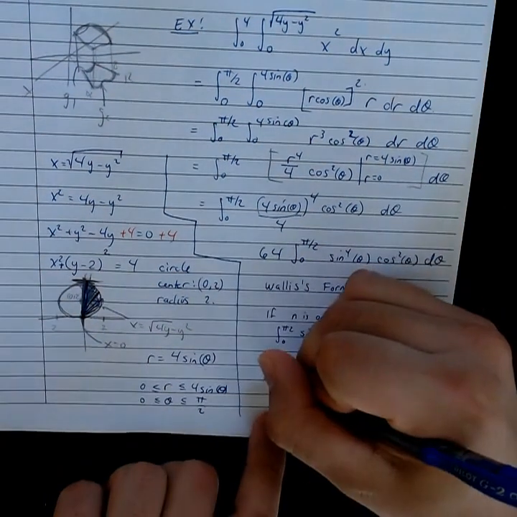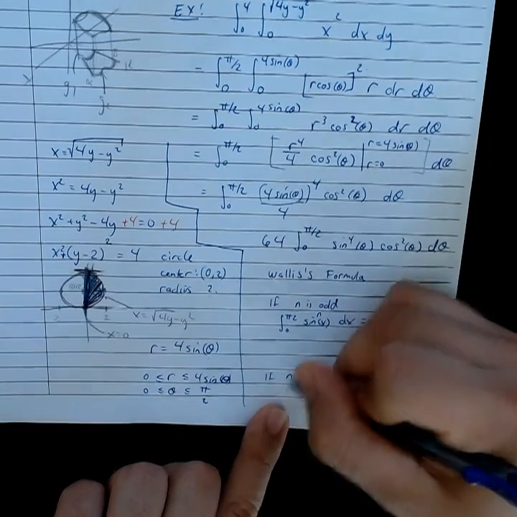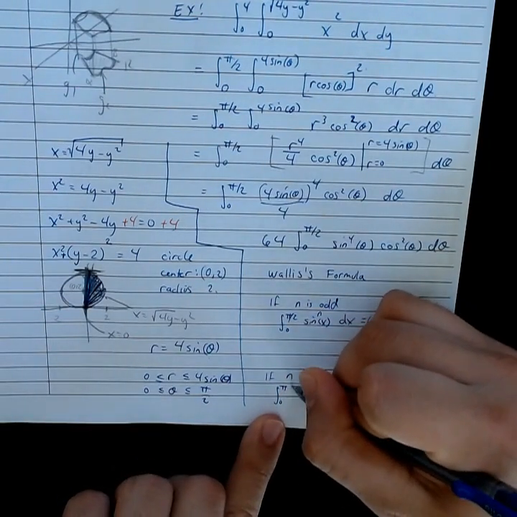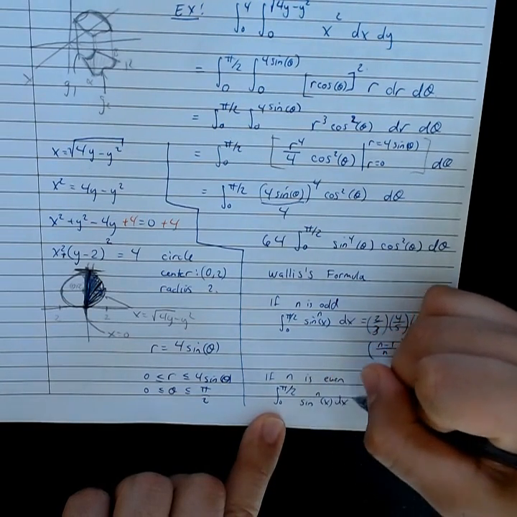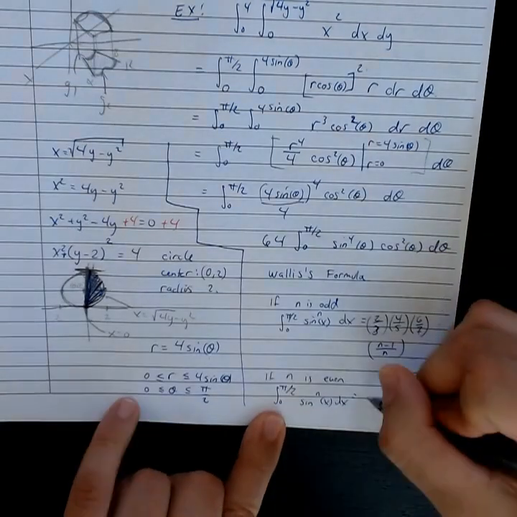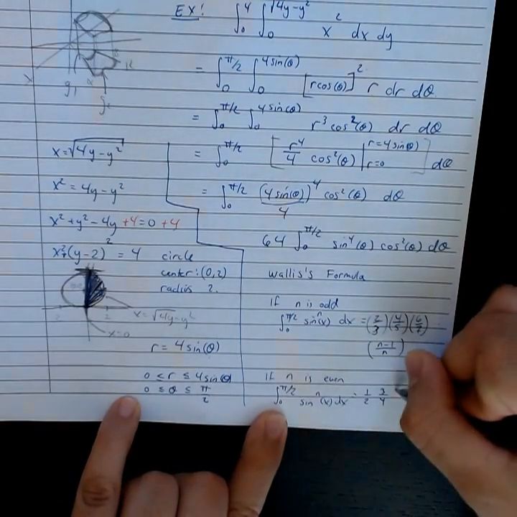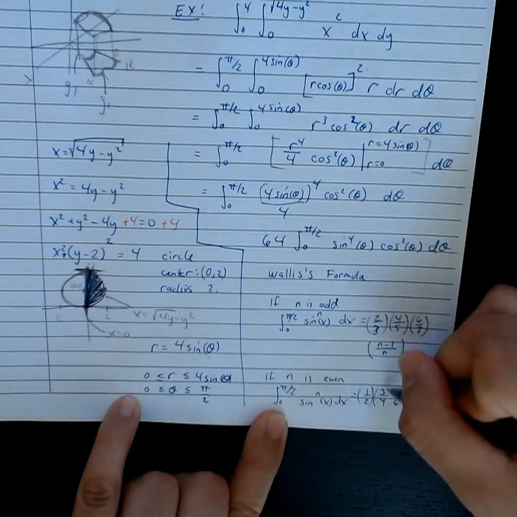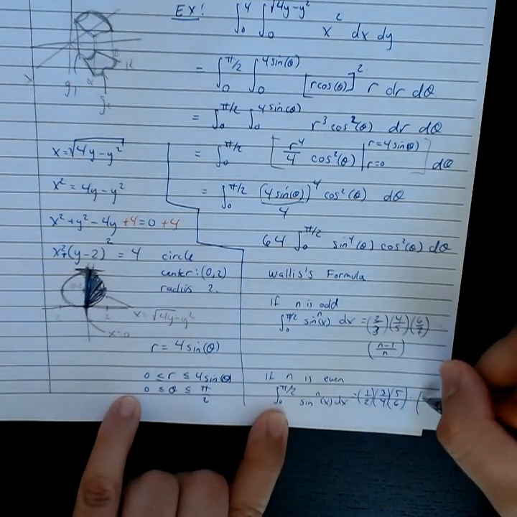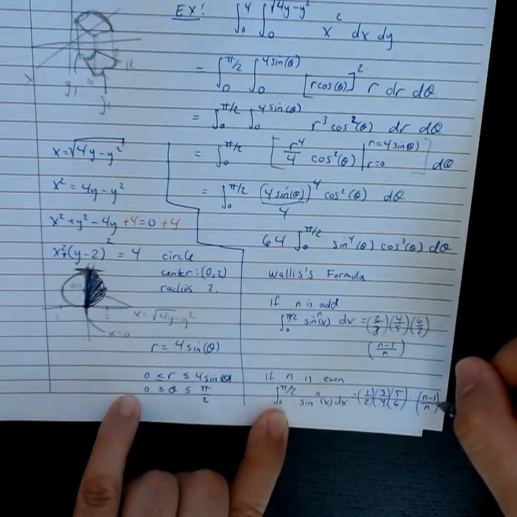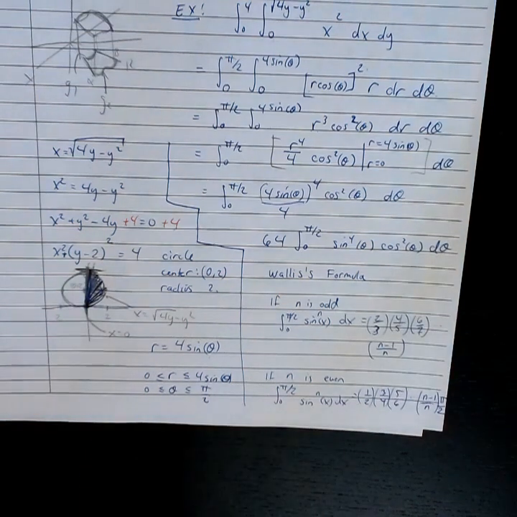On the other hand, if n is even, then the integral from 0 to pi over 2 of the sine to the power n of x dx is given by 1/2, and then 3/4, and then 5/6, and then 7/8, and so forth and so on, all the way until you get to n minus 1 over n, but then that's going to be multiplied by pi over 2, like that.